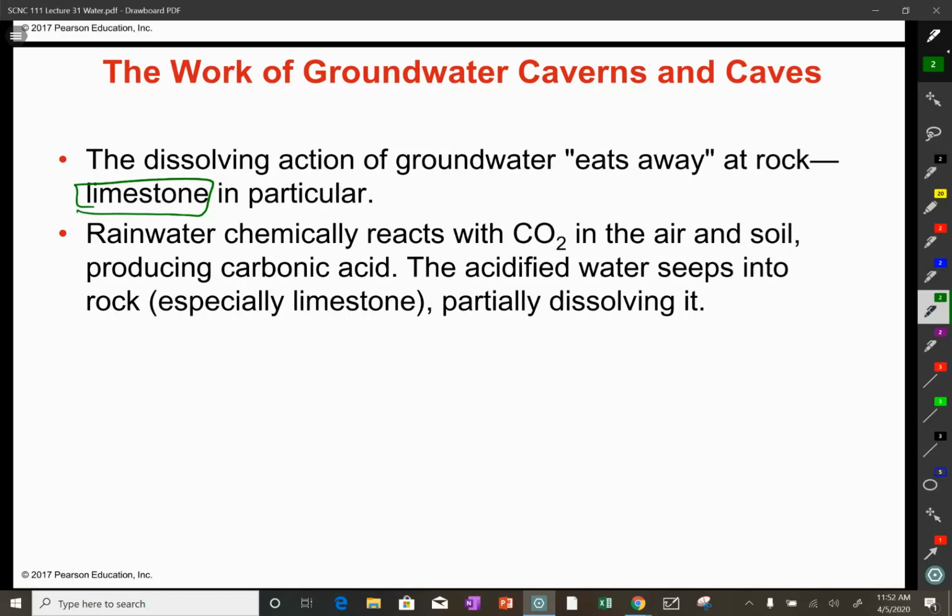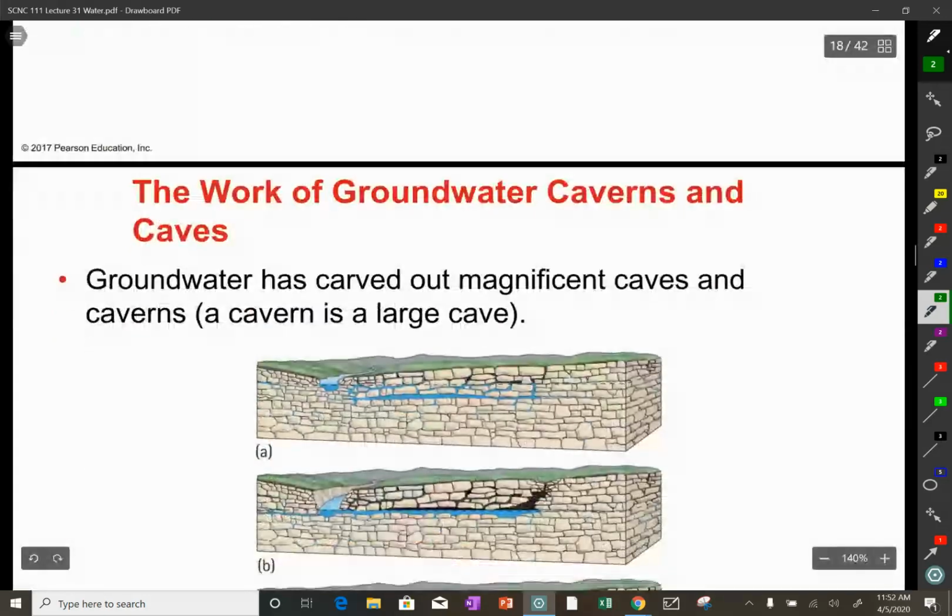And so if you have limestone and water flows through, such as Ruby Falls in Tennessee, a good example, then it just eats away that limestone. And if you have acid rain, acidic water, it will much more readily etch it away and dissolve it. And so you get caverns.